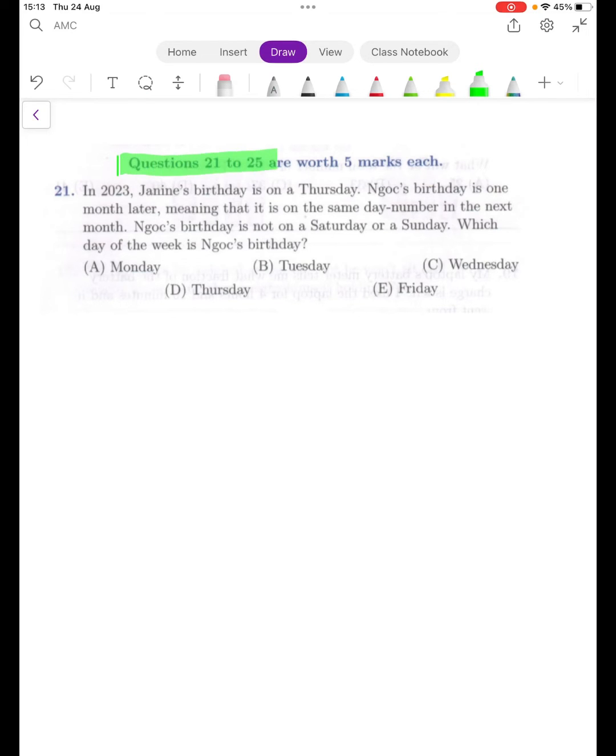In this video, we are going to solve questions number 21 to 25, which are 5 marks each. This section 3 is comparatively much more challenging than sections 1 and 2, and will probably take a few minutes for each question. All right, let's start. Question number 21.